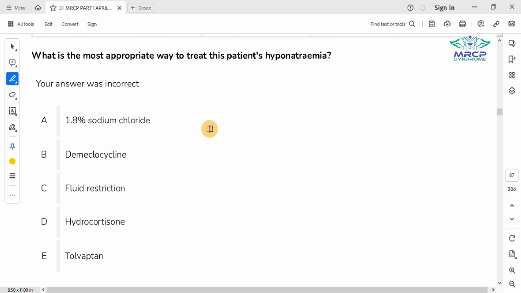What is the most appropriate way to treat the patient's hyponatremia? 1.8% sodium chloride, demeclocycline, fluid restriction, hydrocortisone, tolvaptan.